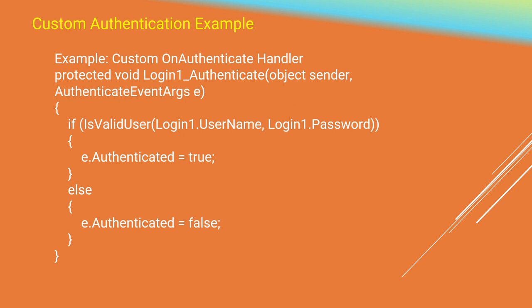If you don't want to use membership, handle the OnAuthenticate event. Here, you can validate username and password manually from any data source. Set e.Authenticated to true or false based on validation results.